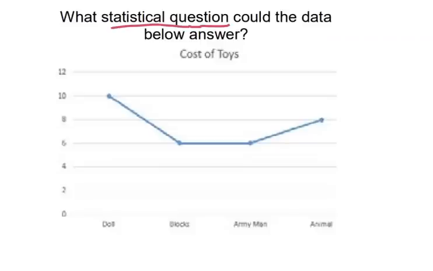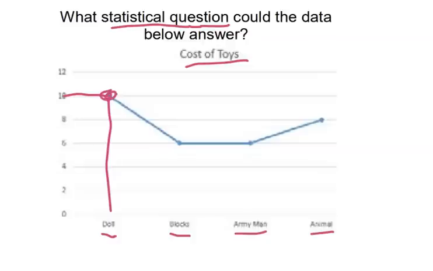So with this one here, we're talking about something that here's dolls, blocks, army man, and animal. Some type of animal. Okay, so these are the cost of the toys. So what if you asked, how much is a doll? Well, a doll is $10.